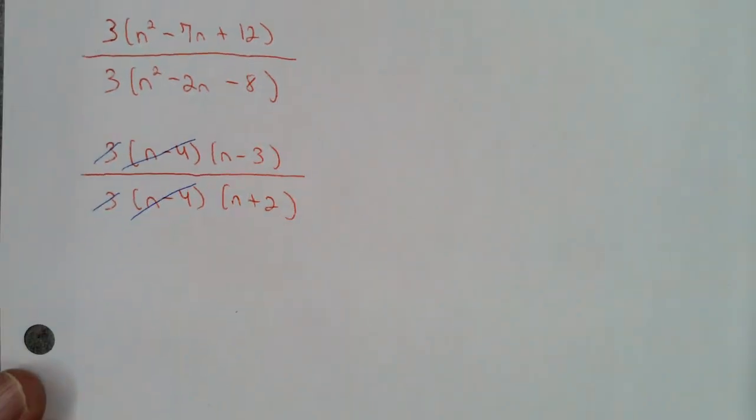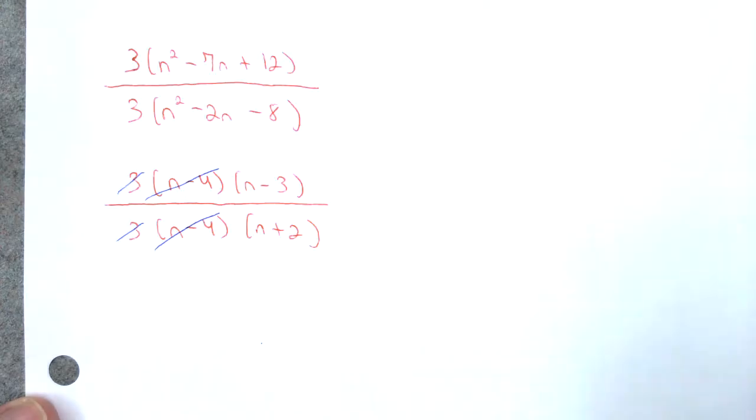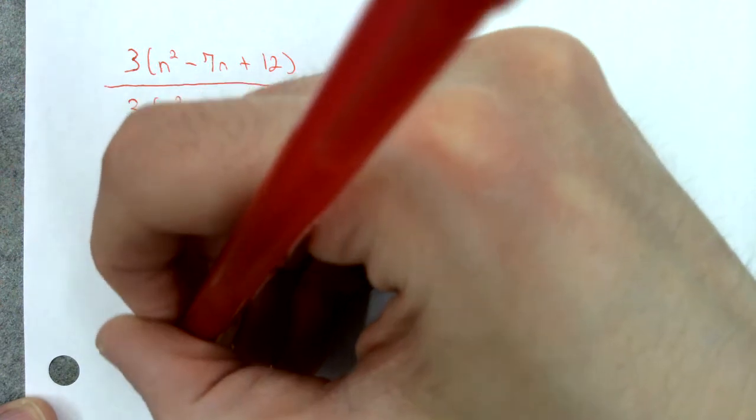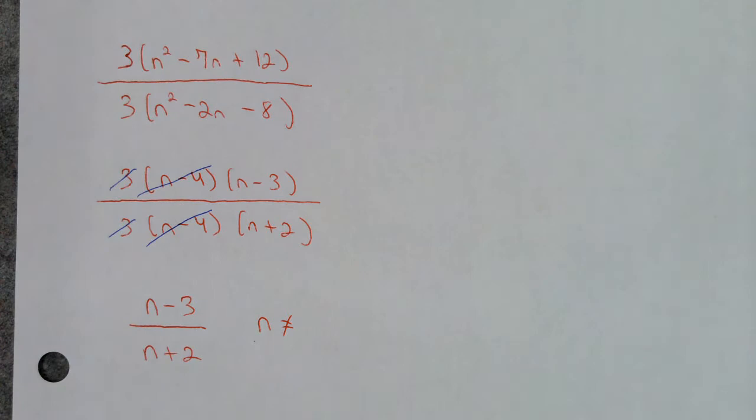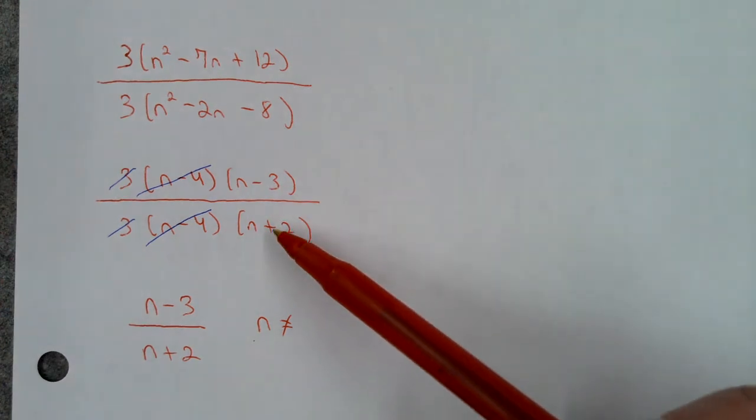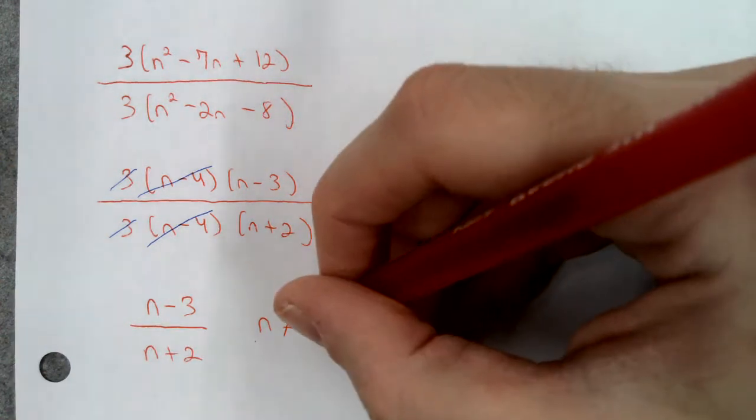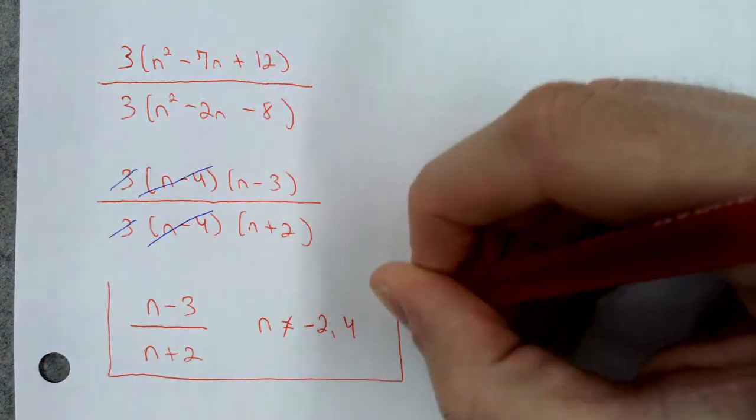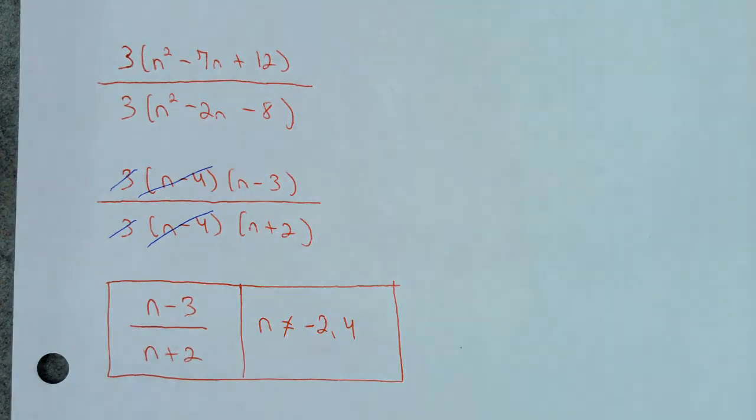Then you have to do the restrictions. You're going to get negative 2 for a restriction, and you're going to get 4 for a restriction. Don't forget the factors you divided out. Negative 2 and 4 are the restrictions.